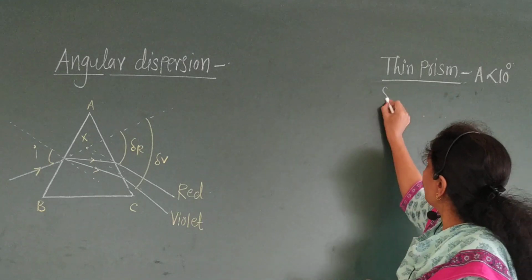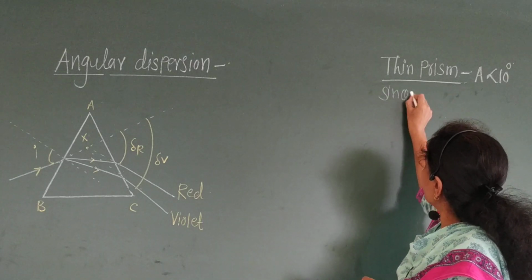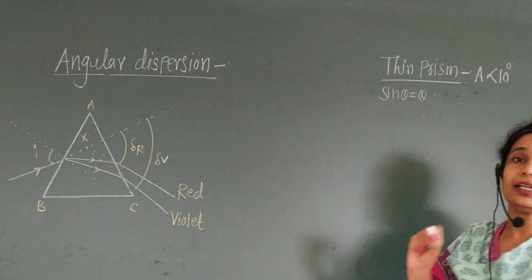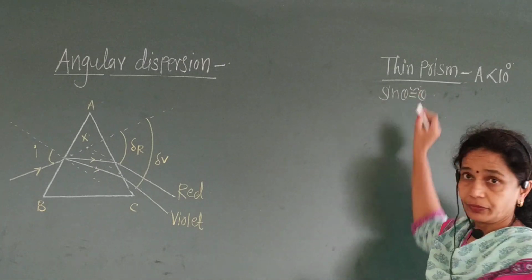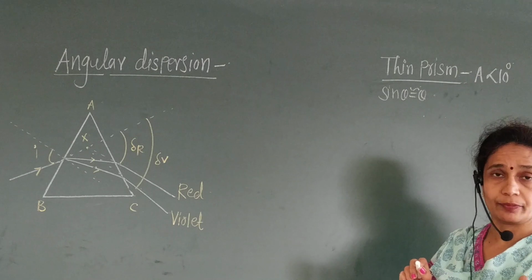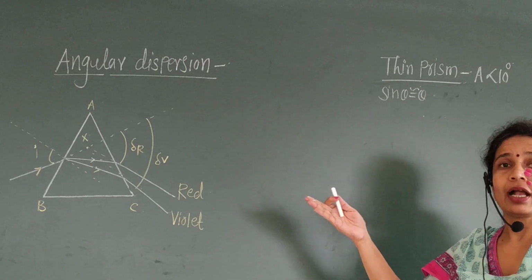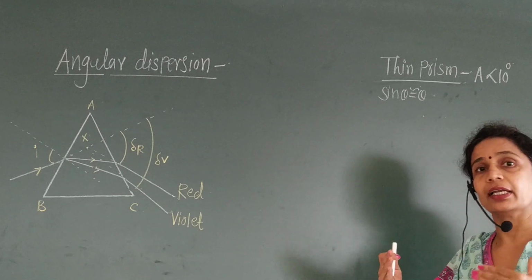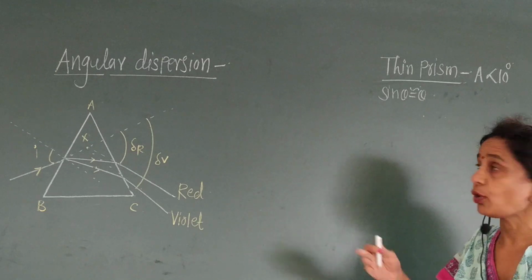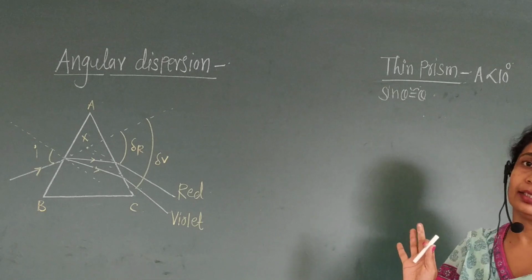Therefore we can say sin theta is nearly equal to theta. All the angles are small. We have just seen the relation between the angles: I plus E is equal to A plus delta. All these angles are small in the case of a thin prism.